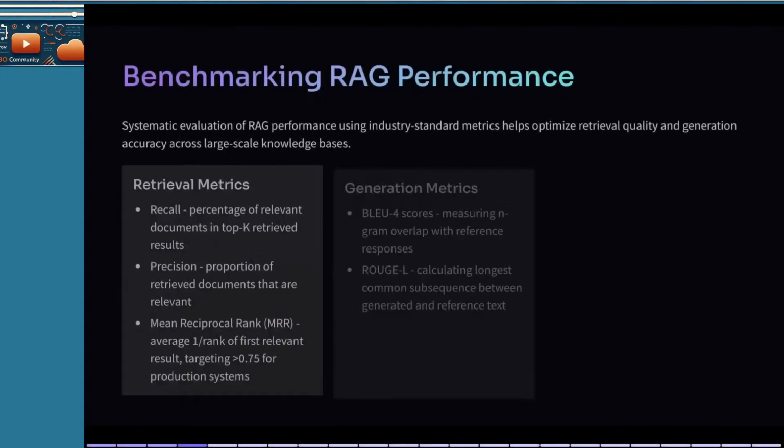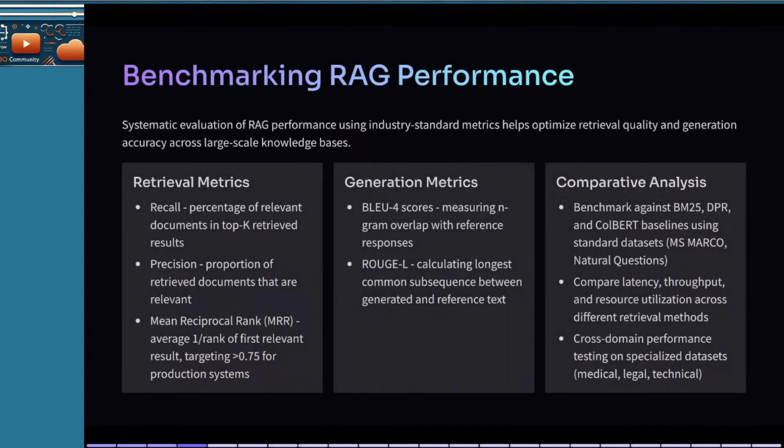There is a science behind this. It's not just through feeling. So there are retrieval metrics based on measuring how your RAG system is doing. In RAG, they're focusing mainly on retrieval because that's most of the stuff that we can control as developers. So the metrics that we care about are recall, which is the percentage of relevant documents in the top retrieved results. Precision, which is the proportion of the documents that you get that are actually relevant. And the mean reciprocal rank, which is just 1 over the rank of the first relevant result. You could target 0.75 for production systems, right?